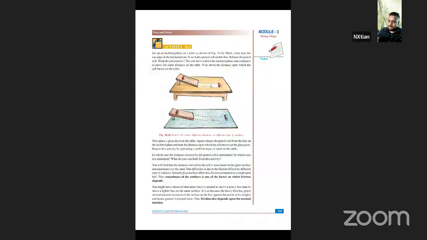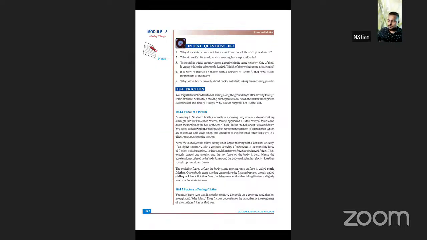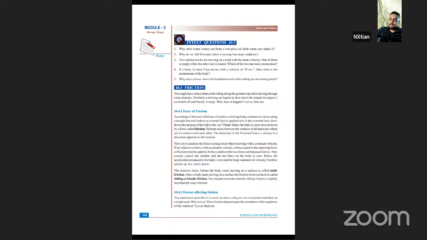So can you see this? Can you see page number 242? Now what do you mean by friction? You can understand it like this. For example, if this is a box and we push it in this direction, then the box will move in this direction. Okay, now I will ask you one question.